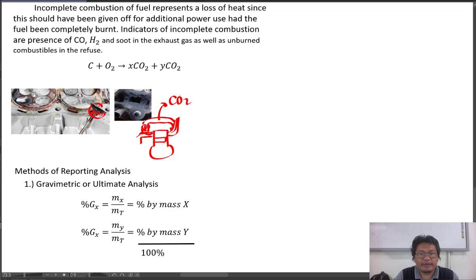Now next we have the methods of reporting the analysis. One, we have the gravimetric analysis, gravimetric or ultimate analysis. This is based on the percent by mass of X. So that is the mass of X divided by your total mass. So that is by percent analysis. That is called the gravimetric or what they call the ultimate analysis.